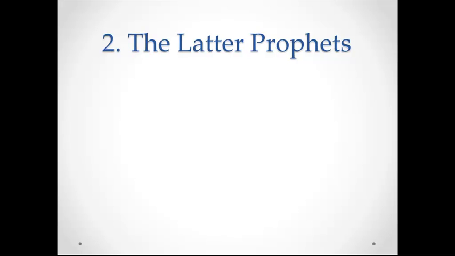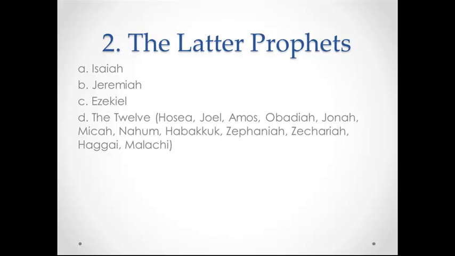Okay, the latter prophets then. If the former prophets are Joshua, Judges, Samuel, and Kings, the latter prophets are Isaiah, Jeremiah, Ezekiel, and then the 12. Notice I've missed some books. Daniel is not in the latter prophets in the Hebrew Bible. Daniel's in the writings. The book of Lamentations is in the writings. It's not in the latter prophets. You might have noticed that Chronicles wasn't in the former prophets. Chronicles is in the writings.